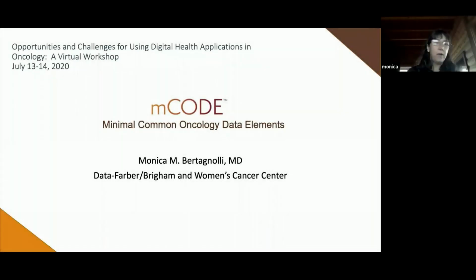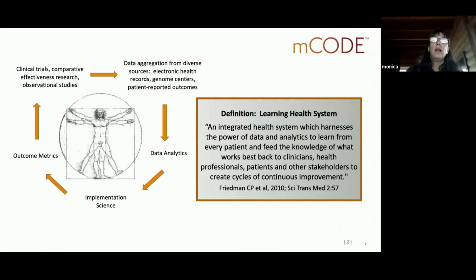Okay, well, I am very pleased today to present to you some information about an initiative known as mCODE, which stands for Minimal Common Oncology Data Elements. The ultimate goal that we're trying to achieve is to develop a learning health system.